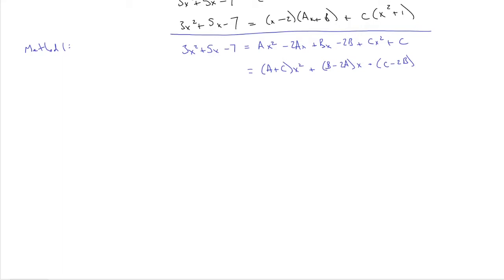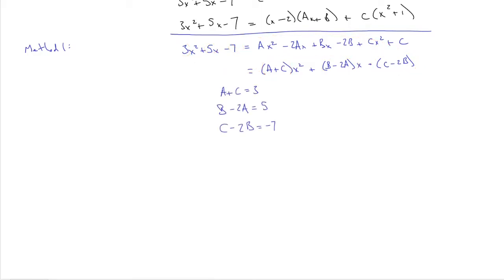And these two expressions are equal. And so the way this method works is it says, well, these are the same expression. And so this A plus C here, we know what it is. It's a 3. Has to be. It's the coefficient of the x squared term. Same idea. What's this B minus 2A? Well, it's a 5. Has to be. It's the coefficient of the x term. And what's this C minus 2B? Well, it has to be the negative 7 because it's the constant term.